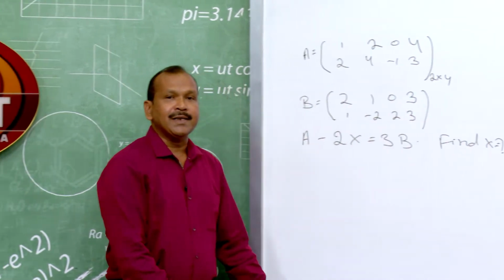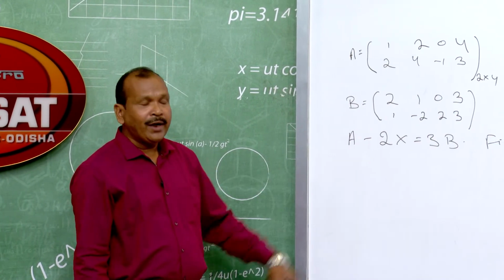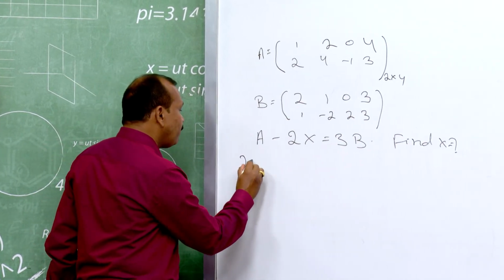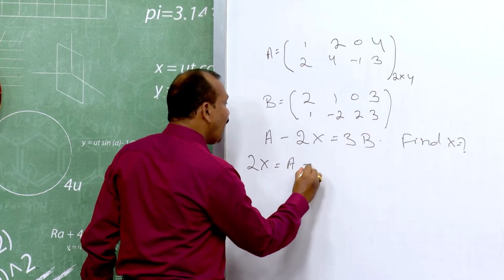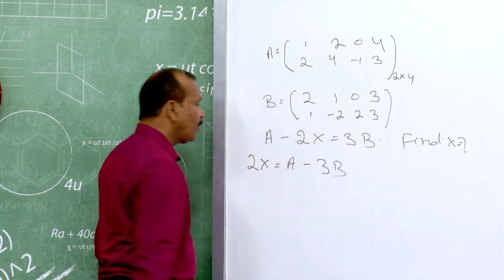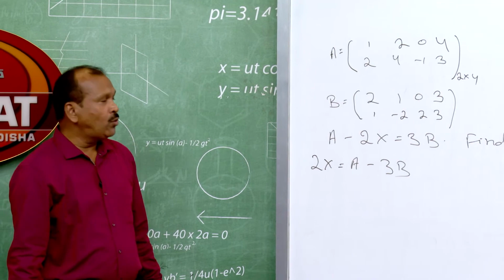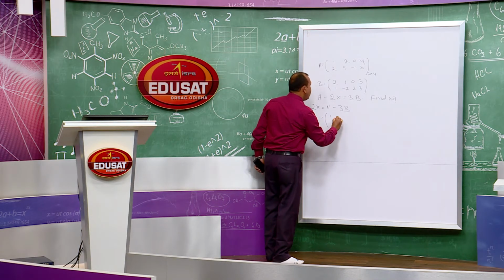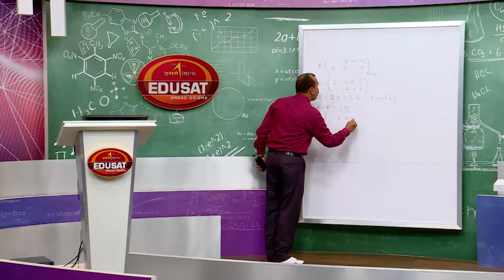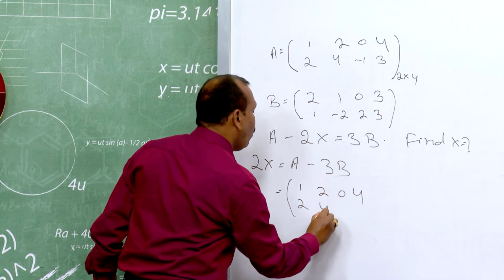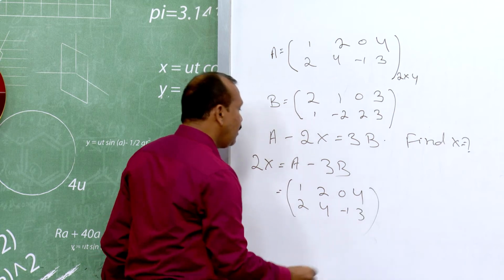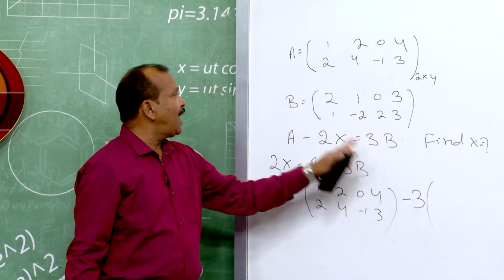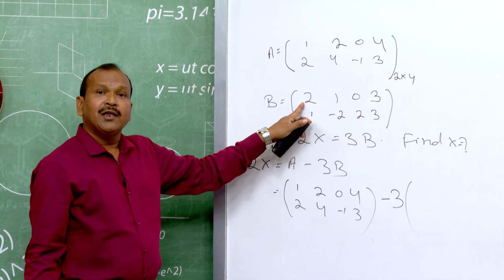So how to find it? A minus 2X is equal to 3B. Then 2X is equal to A minus 3B. A is the matrix 1 2 0 4 2 4, minus 3 times the B matrix, 1 3 minus 3. Here 3 is a scalar and 3 is multiplied in the matrix B.